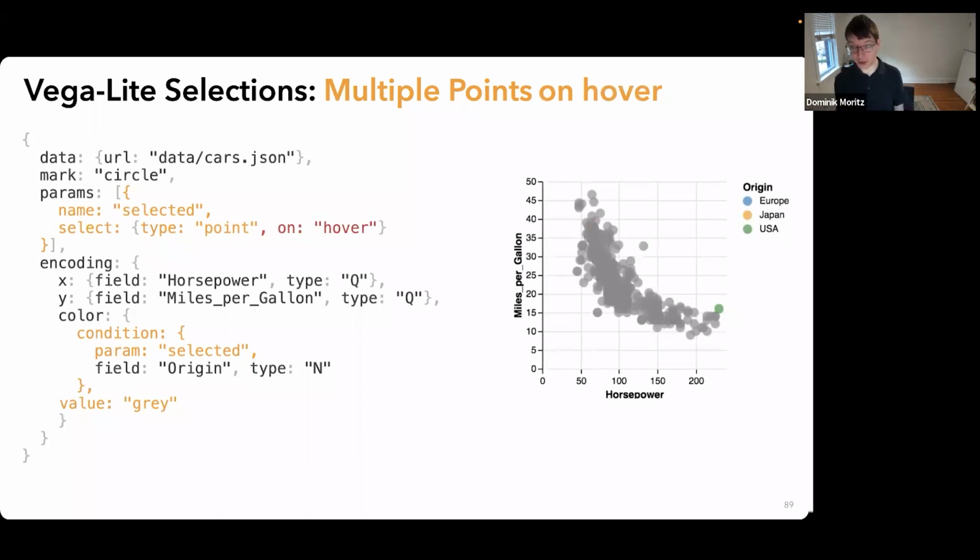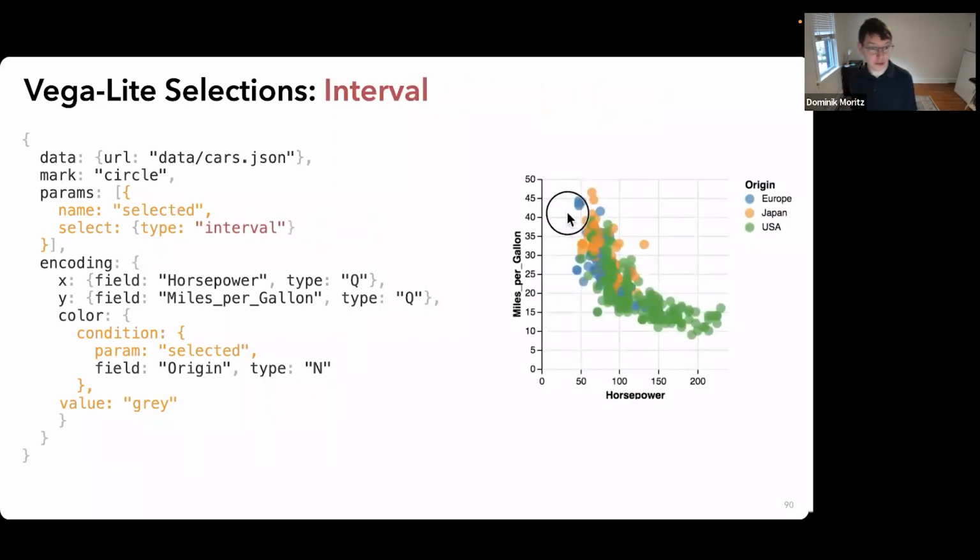The other kind of selection parameter Vega-Lite has is an interval selection. Rather than selecting individual data records, we're now selecting in the domain and selecting ranges. Here we just switched the type from point to interval. We can leave the condition and everything the same, but now you can draw a brush. Vega-Lite automatically instantiates the code to create a brush, and now points are selected if they are inside the brush. All right, so these are the two selection types, intervals and points.